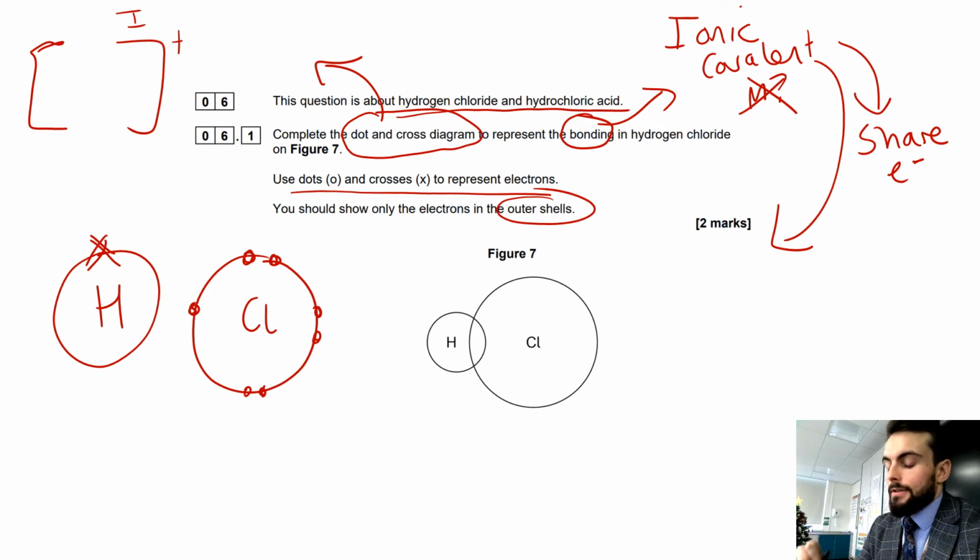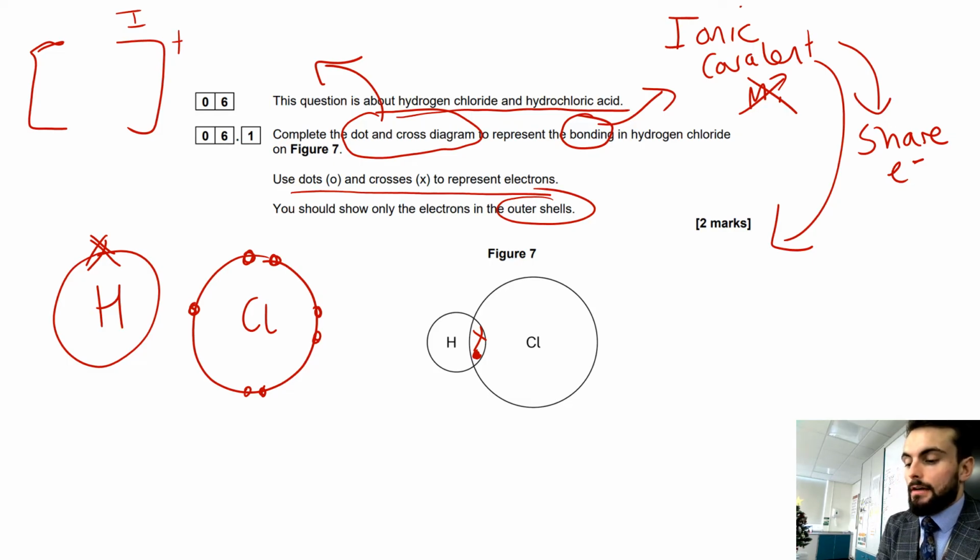So how many does hydrogen need to gain? Hydrogen needs to gain 1 electron to get a full shell, because you can only have 2 on that first shell, and chlorine needs to gain another 1 because it needs to get to 8. So if they both need to gain 1 electron, then they're going to share 1 pair of electrons. So they share 1 pair in the middle like that. And then you just fill in the rest based on what they had to start with.